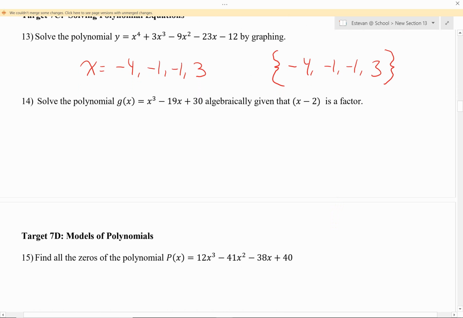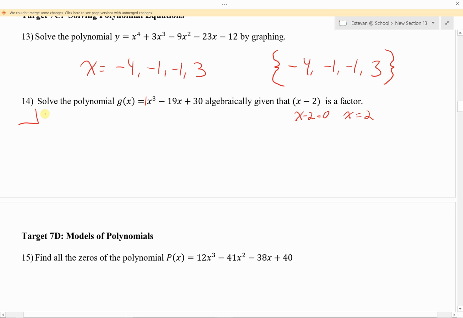14. Solve the polynomial g of x algebraically, given that x minus 2 is a factor. To solve it, we have to do synthetic division first. In order to do synthetic division, we need to find the root of x minus 2. In that case, we have to do x minus 2 is equal to 0. Solve for x equals +2. So we do synthetic division.